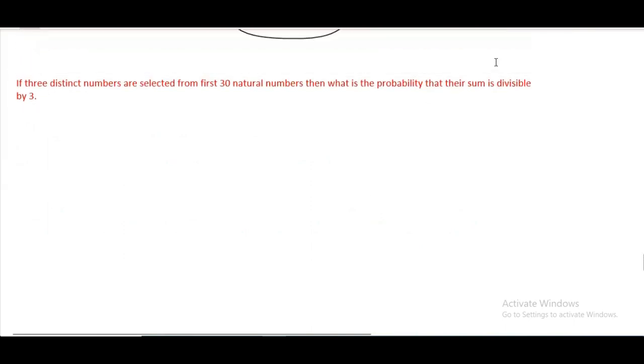Next, if 3 distinct numbers are selected from the first 30 natural numbers, then what is the probability that their sum is divisible by 3? So how many numbers are selected? 3 distinct numbers are selected from the first 30 natural numbers. So find the probability that their sum is divisible by 3.